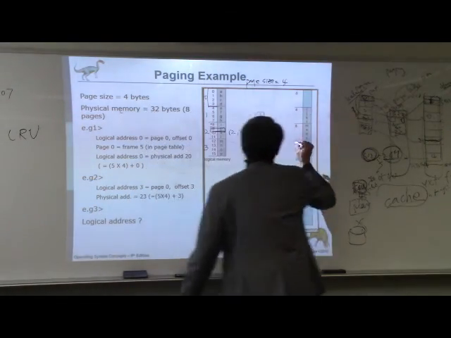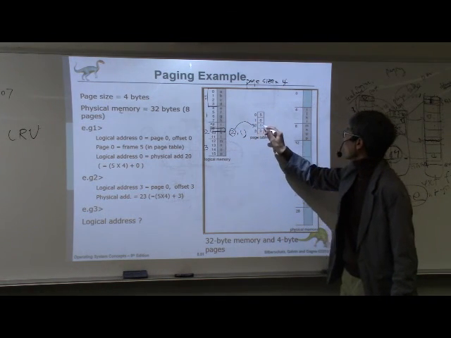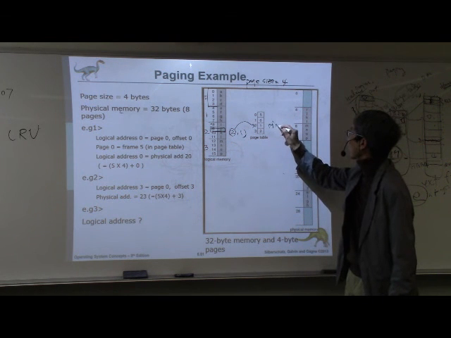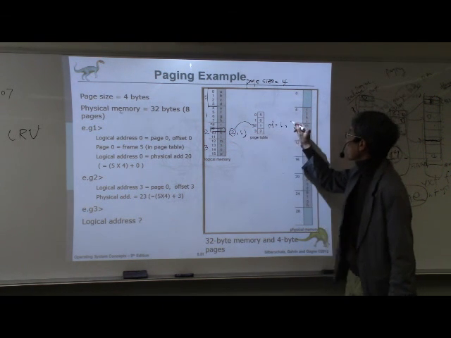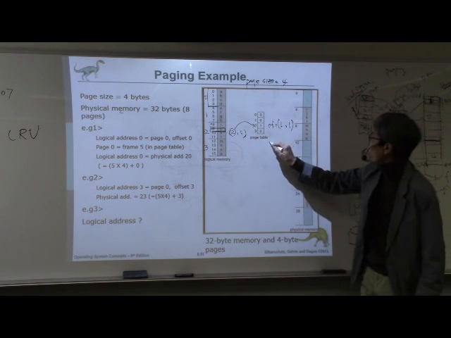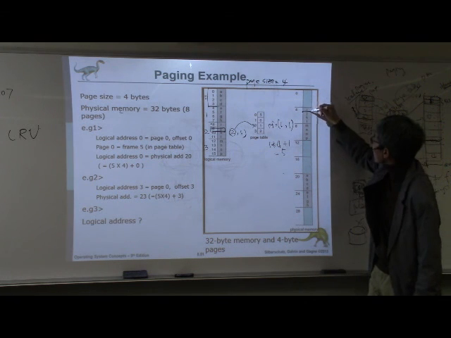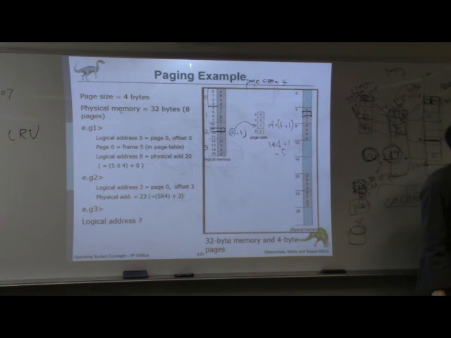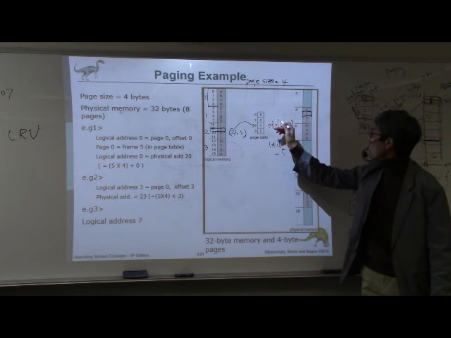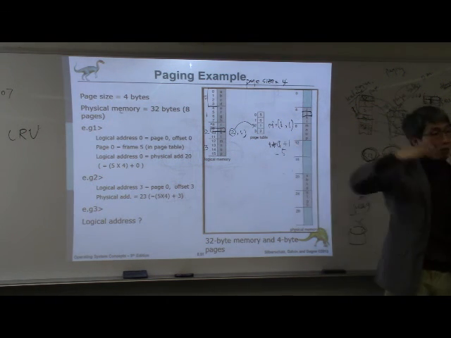Then how can you find the physical address? Using this, page 2 is mapped to frame 1, the page frame number is 1, and the offset is still 1. Then we need to calculate 1 times 4, this is the page size, plus 1, that is 5. So 5 is here, and we can find the physical address. Okay, always page frame number times the page size plus offset. That's it.